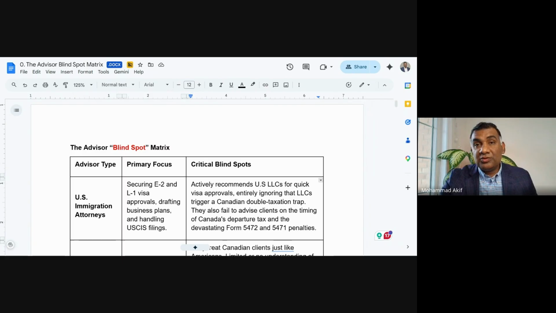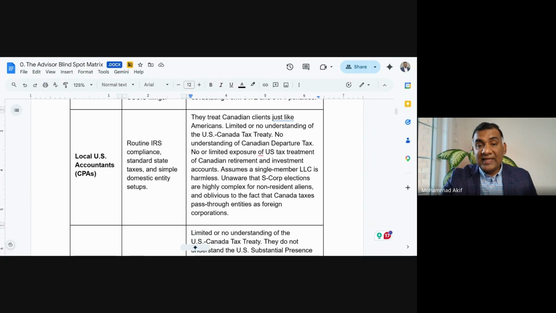The local US accountant treats you the same way they treat any other American, any other US resident. They have no or limited knowledge of the tax treaties. They don't understand how the Canadian departure tax works. They don't understand how Canadian RSPs, TFSAs, RESPs, Canadian mutual funds, ETFs, and Canadian corporation investments are reported on the US forms, and if you do miss them, what the penalties are. They don't understand how a US citizen is taxed on the Canadian side.